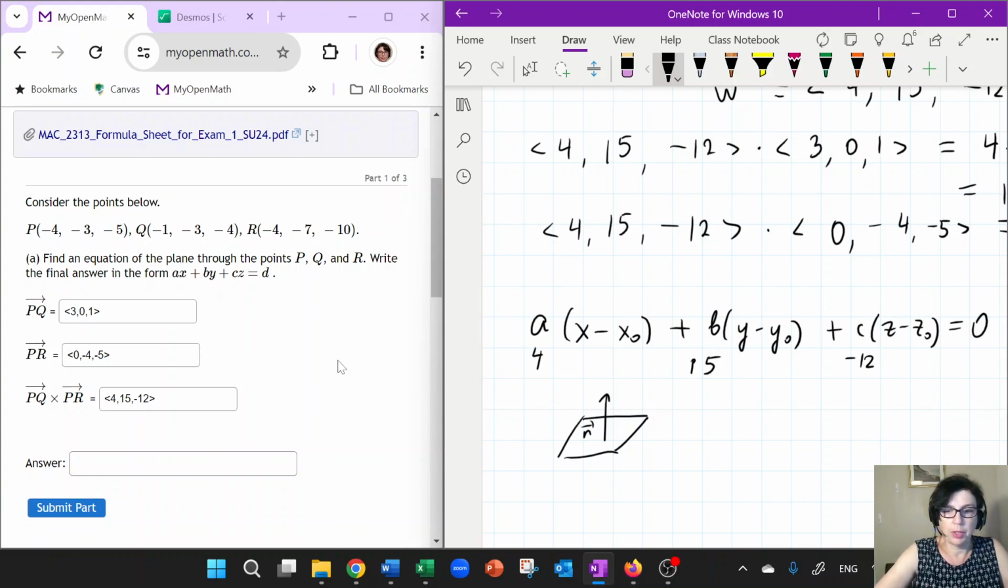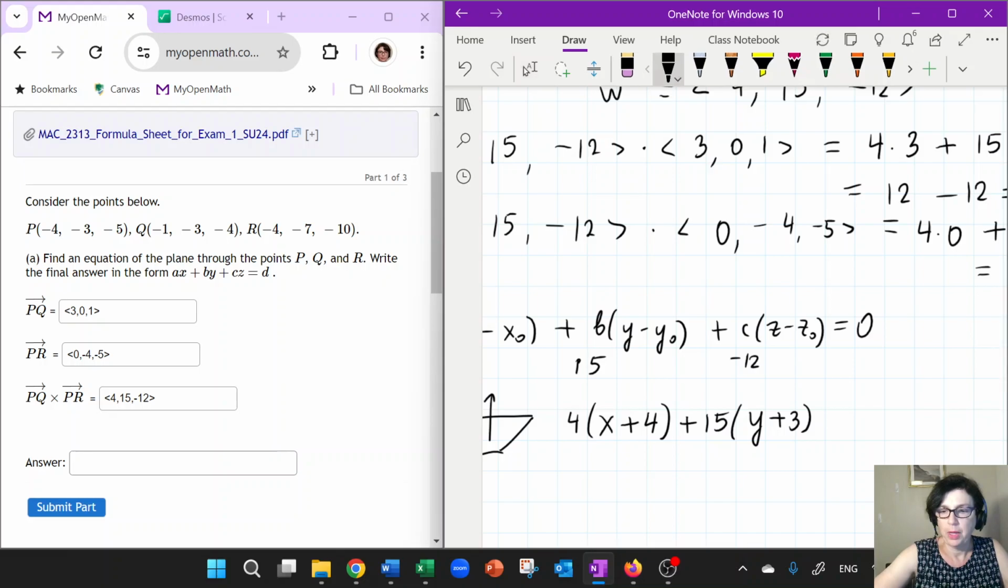If you want to ask what is x0, y0, z0, this should be any point that belongs to that plane. So you take your pick. I'm just going to take P. And I will get 4 times x, subtract -4, which is the same as plus 4, then plus 15, then I would get y plus 3 because again I'm subtracting negative, and then minus 12 times z plus 5, and I should get 0.